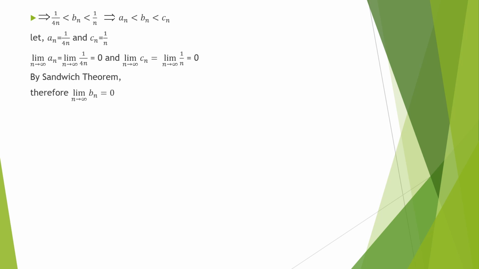This means that the limit of An and the limit of Cn are both equal, which is 0, and all the terms of the sequence Bn are lying between all the terms of the sequence An and all the terms of the sequence Cn. Then by the sandwich theorem we can easily prove that the limit of Bn as n tends to infinity is equal to 0.